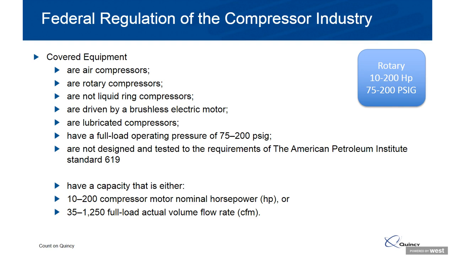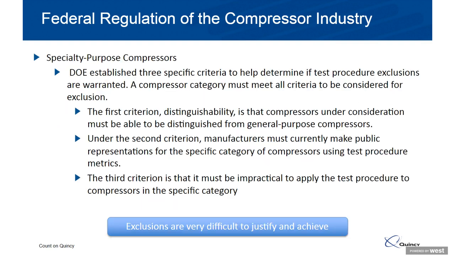So as an additional exclusion, rotary compressors, air compressors, and liquid rings are excluded. These are electric compressors. Oil-free is excluded, so it's lubricated only, 75 to 200 psi, and API equipment is excluded from being covered. Anything outside of the 10 to 200 horsepower and 35 to 1,250 CFM is not covered by the regulation.